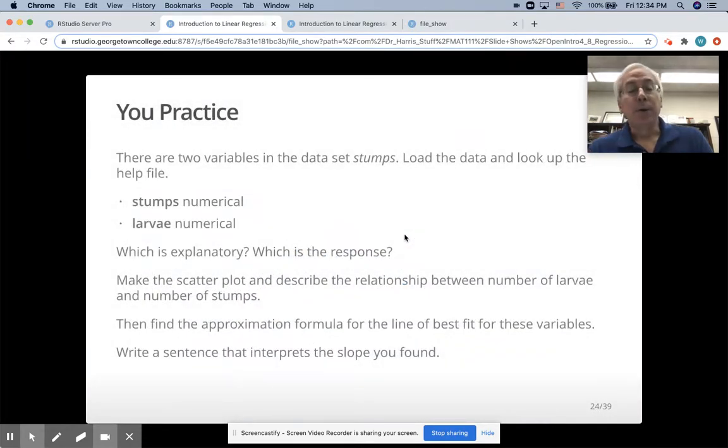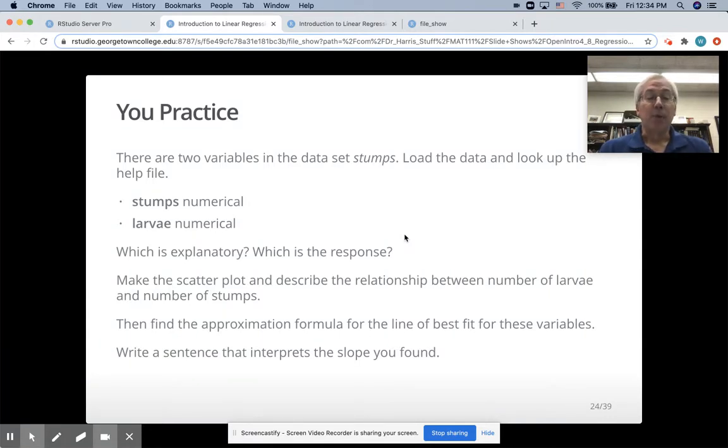So at this point, I want you to stop and do a little bit of practice. There's a data set in the Tiger Stats or Tiger Data folder. It'll be already loaded for you. So if you just do data stumps, view stumps, remember view with a capital V, and help stumps, you'll see information about what's going on with this data set. So I'm asking you to do that. Then I want you to figure out which one should be your explanatory based on the description you see of the data set, which variable, stumps or larva, should be explanatory, which one should be response.